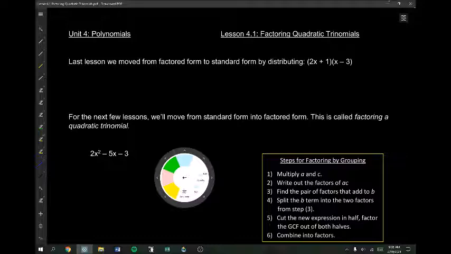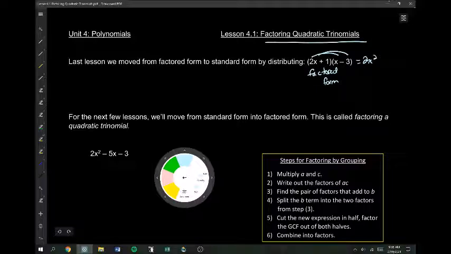Today we're going to be talking about factoring quadratic trinomials. So we've been talking a lot about how we can move from factored form to standard form, or standard form to factored form. So here is an expression that's currently in factored form, and to get into standard form we would do our distribution and get 2x squared minus 6x plus 1x minus 3. Combine these to get 2x squared minus 5x minus 3. This right here is standard form.